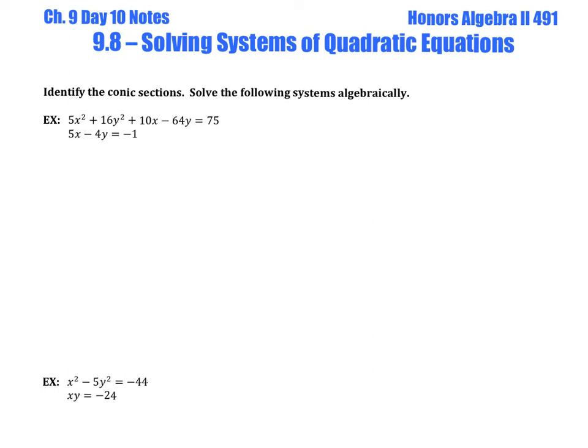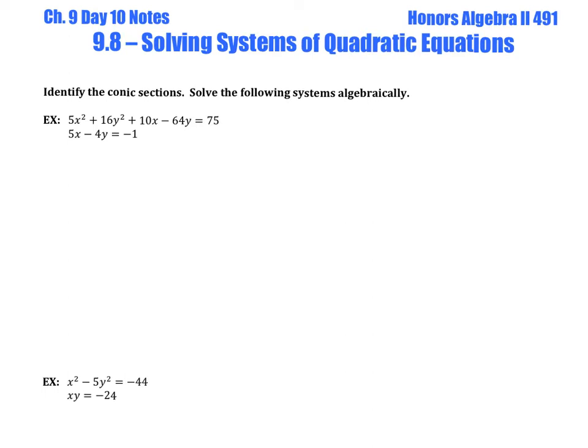So looking at the first equation, we have 5x squared plus 16y squared plus 10x minus 64y equals 75. Now, we have learned a lot of ways to look at what shape we're working with. If you're still unsure, you can look on Schoology under Day 7 Homework Summary, and that will really walk you through what you're looking for in an equation besides actually graphing it, completing the square, and finding what shape.